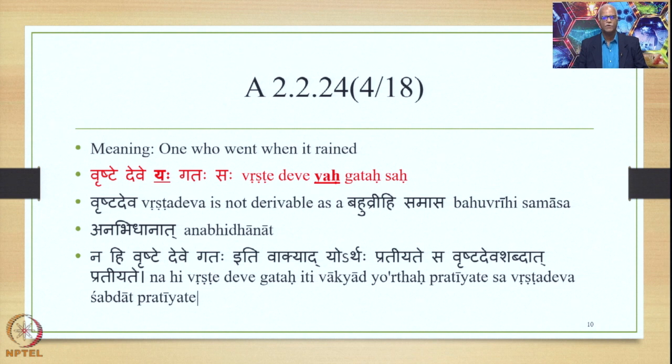And the reason they have provided is anavidhānāt, because that is not how the speakers of Sanskrit have behaved. They have not compounded vṛṣṭa deva in this particular sense, vṛṣṭe deve yaḥ gataḥ. Nahi vṛṣṭe deve gataḥ iti vākyārthaḥ pratīyate, saḥ vṛṣṭa deva śabdāt pratīyate. Therefore, vṛṣṭa deva cannot be the samāsa output from vṛṣṭe deve yaḥ gataḥ saḥ. This is a very important comment made by the commentators, and the reasoning is also provided by them here.